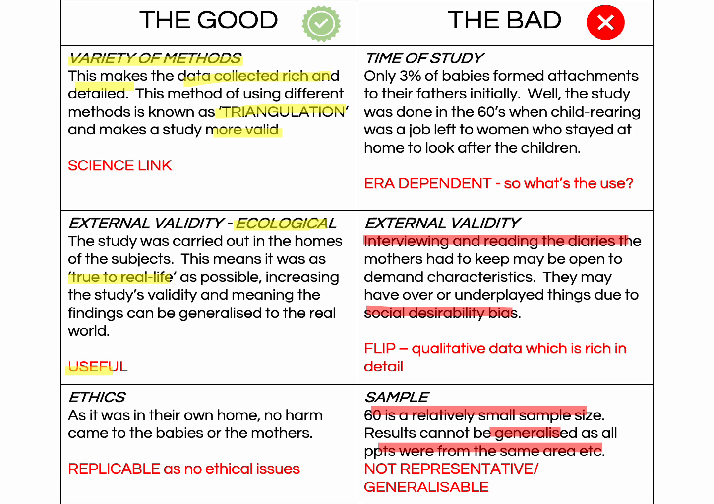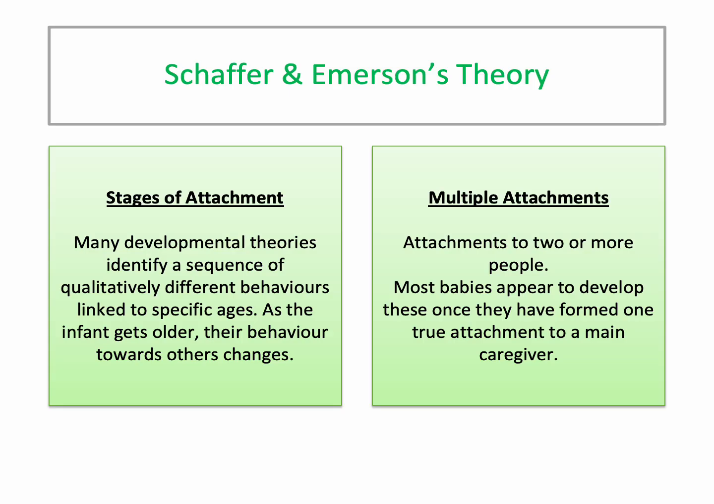And then, of course, the study was conducted over 60 years ago, when child rearing was left to women. So actually, what's the use now? It's very era dependent. Would we still get these same findings, or do we find that actually babies form multiple attachments much earlier on in their lives? There's lots of things to be explored there. So those are the strengths and weaknesses of the study. However, it's Schaffer and Emerson's theory that is crucial here.